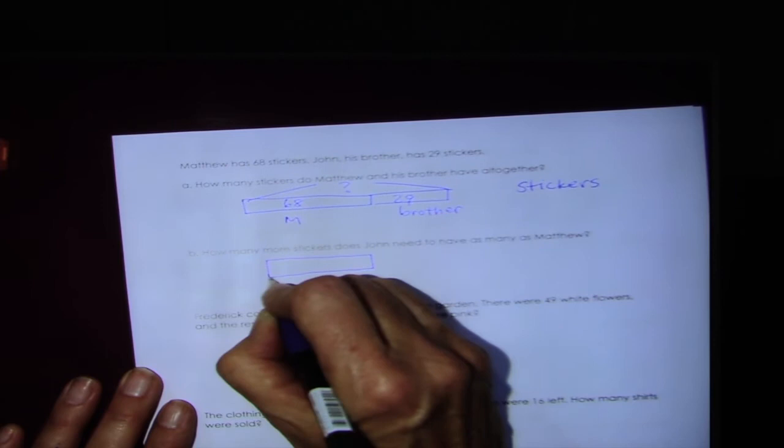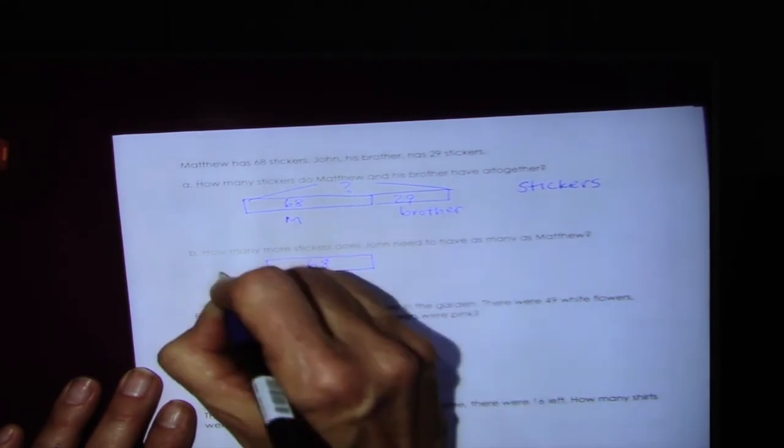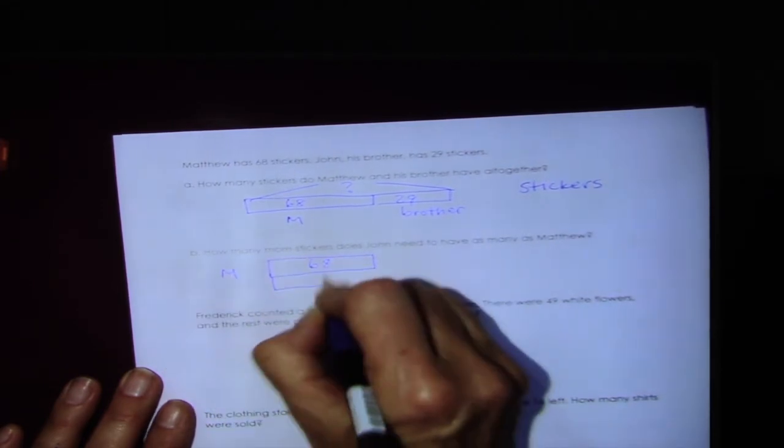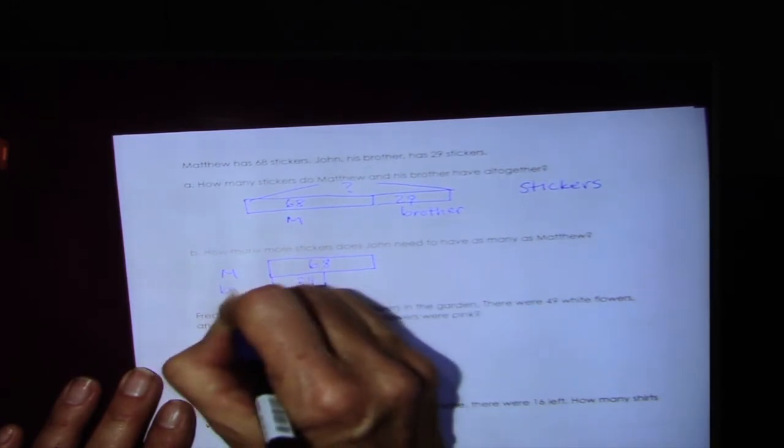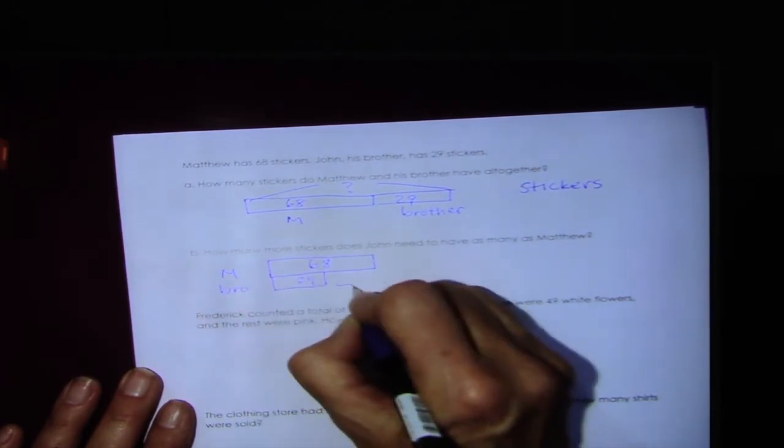Now, how many more stickers does John need to have as many as Matthew? This just became a comparison problem. Matthew has 68, his brother has 29. We need to find this difference. So my picture looks a little bit different. But when I can see it that way, I now know how to start figuring it out.